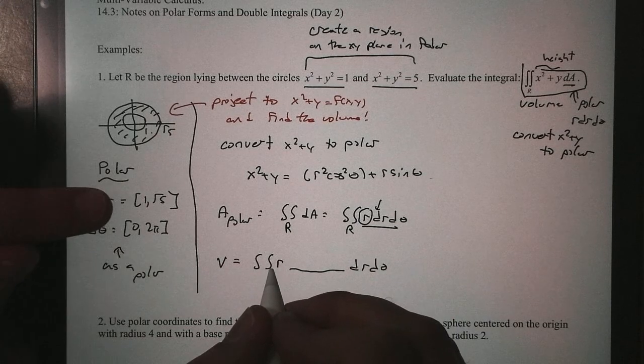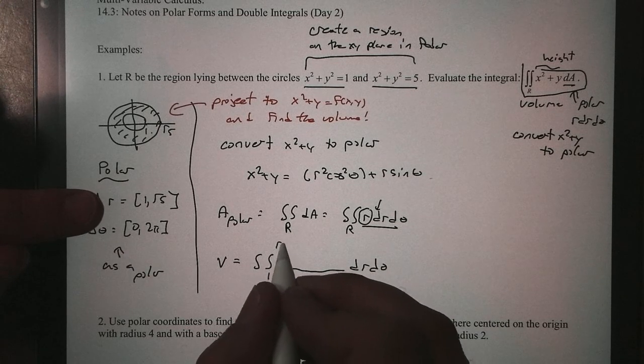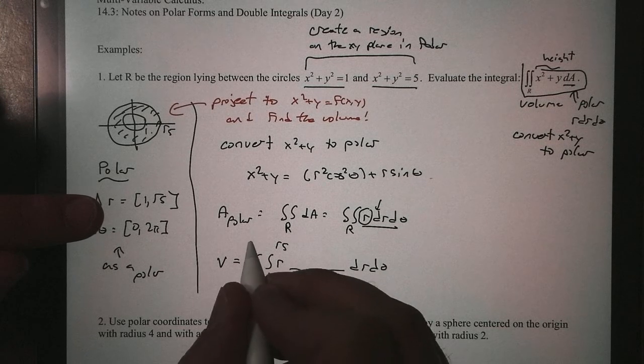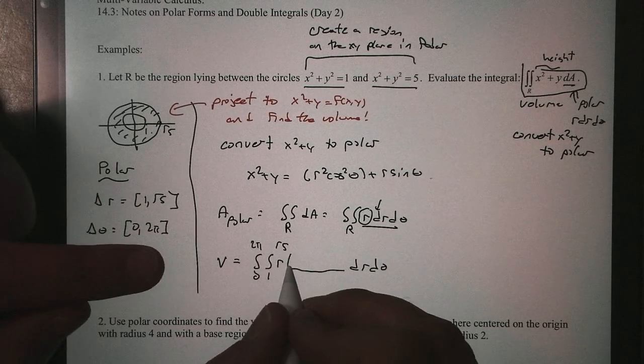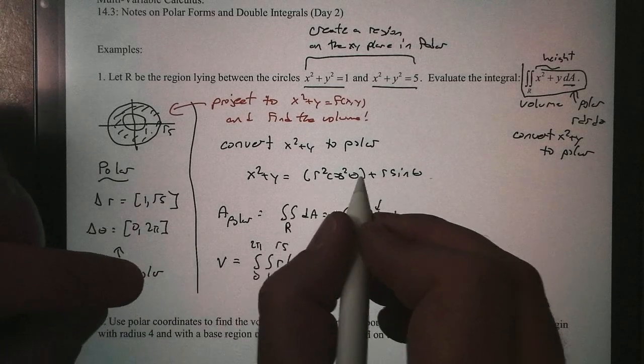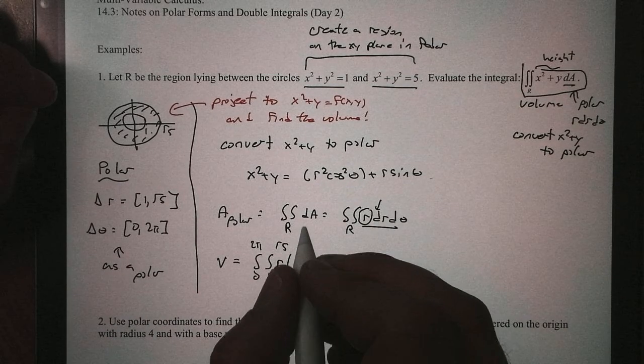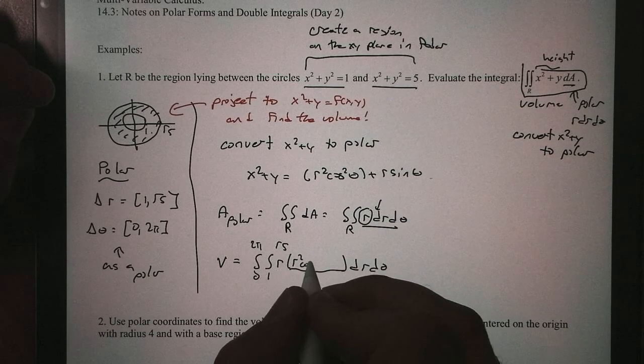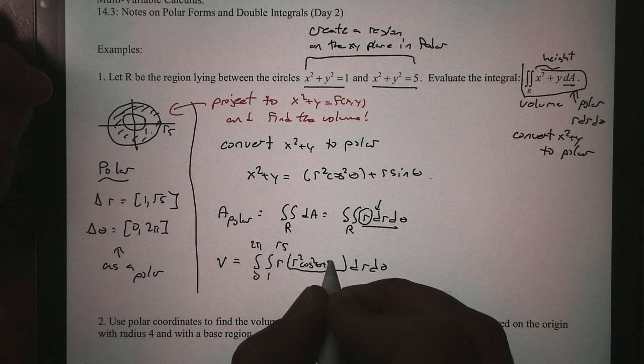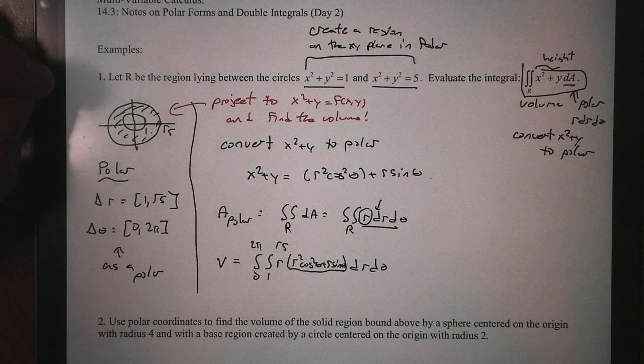So my r goes from 1 to square root of 5, and theta goes from 0 to 2 pi. What do I multiply that by? My little formula up here: r squared cosine squared theta plus r sine theta. I didn't give myself much room there.